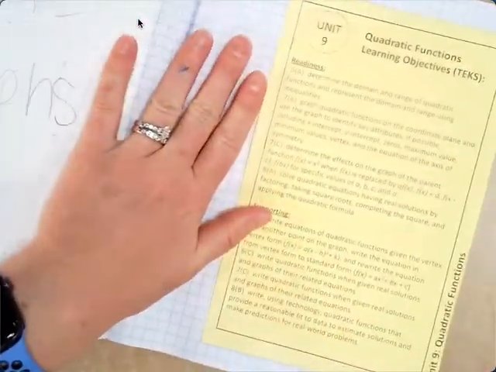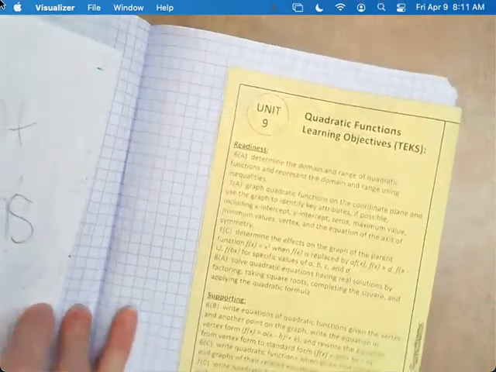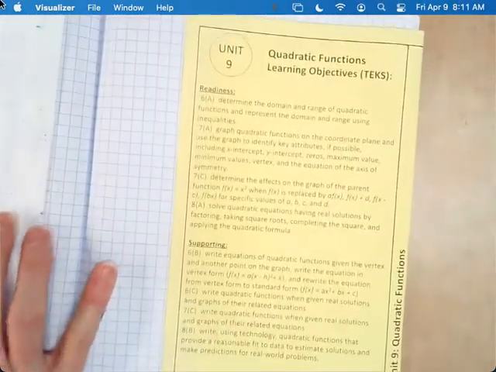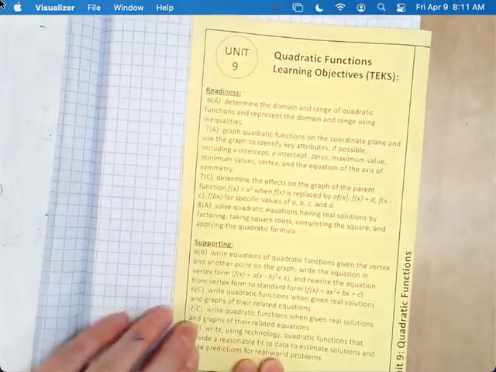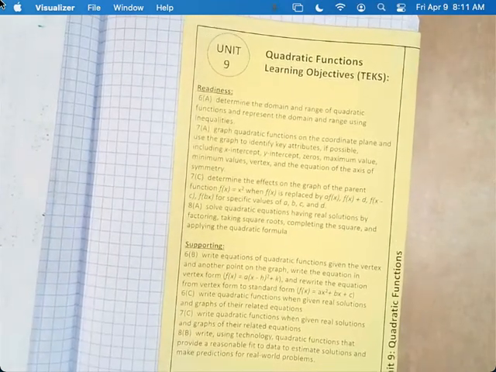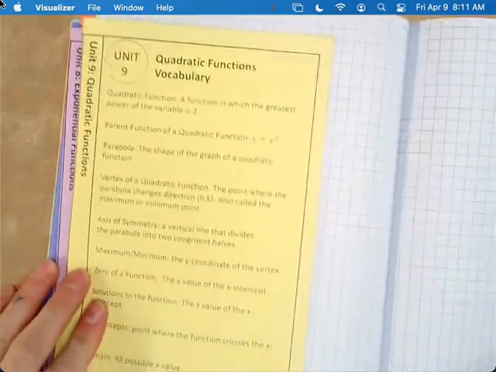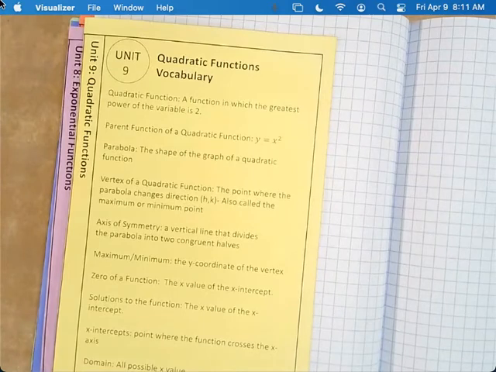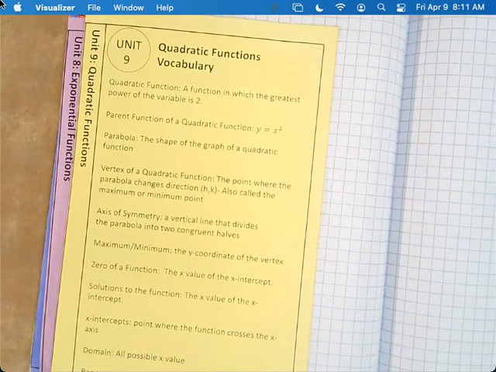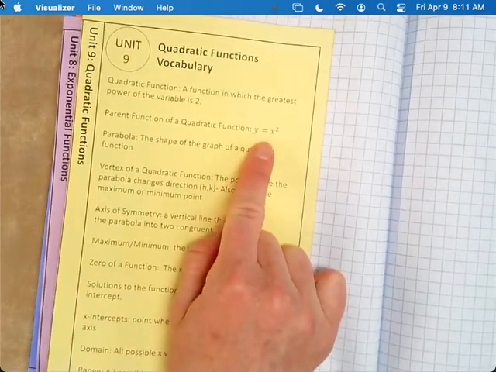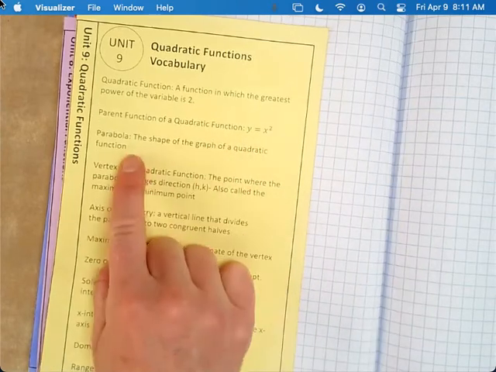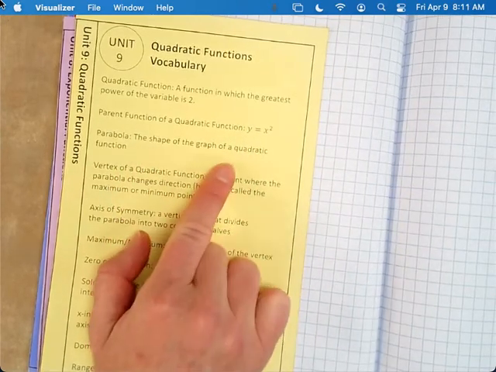All right, so let's look at unit 9. Quadratic functions. So here are the skills for it. So you probably never heard of a quadratic function. So we are going to learn all about that. On the back, we have some vocabulary. So quadratic function, a function in which the greatest power of the variable is 2. Parent function of quadratic is y equals x squared. Parabola is the shape of a graph of quadratic.